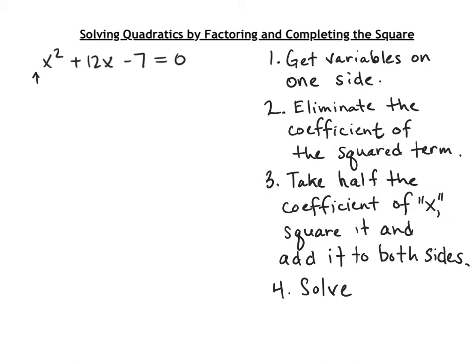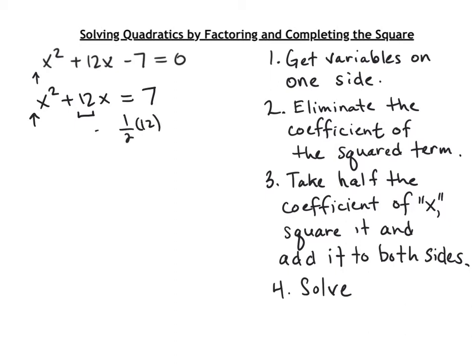We're going to get the variables on one side, x squared plus 12x, and we'll add 7 to both sides, so it equals 7. We eliminate the coefficient of the squared term. Since it's just a 1, we're good to go. But if it was a 5 or 6, I would divide everything by 5 or everything by 6. Now take half the coefficient of x. This is the coefficient. It's 12. I'll take 1/2 of 12.